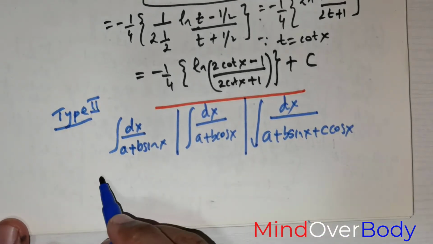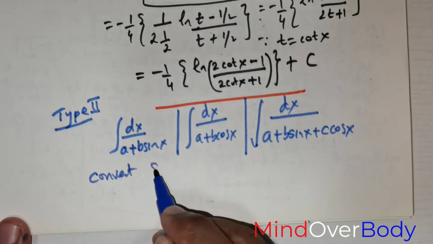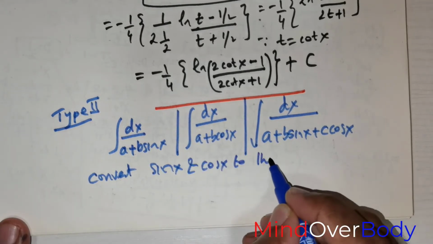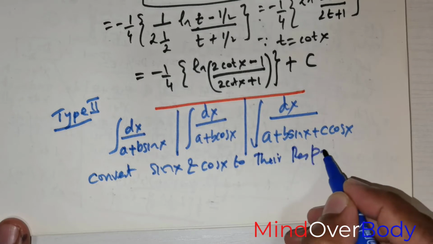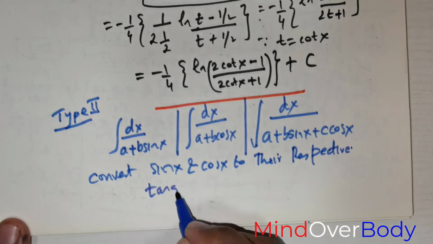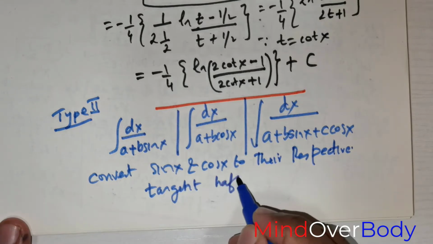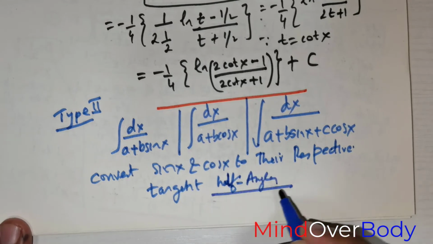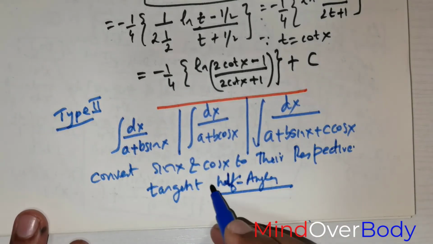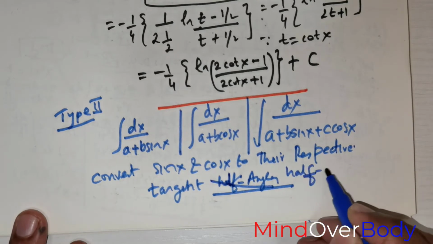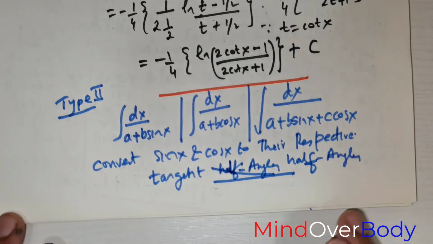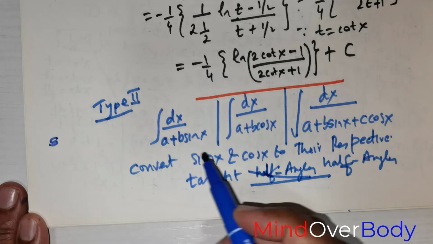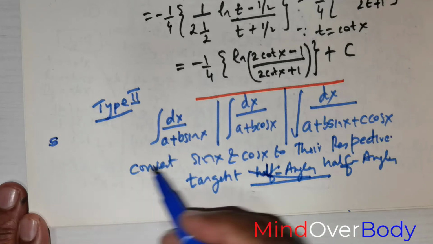In either of these forms, we will have to convert the sine x and cos x to their respective tangent of angles. So what exactly does it mean, tangent of angles? Let me write that down. Now the meaning is we will have to give their equivalent representation in tangent of angles for sin x as well as for cos x.